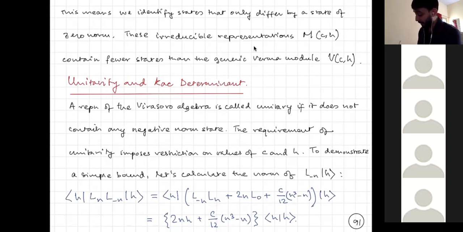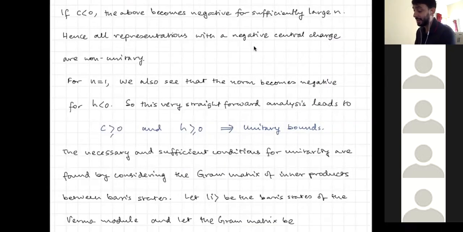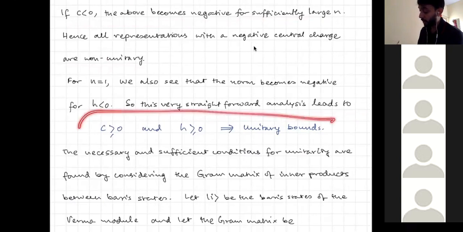Also let's keep in mind that if n is equal to 1, then this term is not there anymore, and you're only left with this term. So you also have to make sure that h less than 0 is also something that is going to lead to negative norm states. So these are the two very clear-cut things. As I said, if c is less than 0, the above term becomes negative for sufficiently large n. All representations with a negative central charge are hence non-unitary. For n equal to 1, we also see that the norm becomes negative for h less than 0. So we find this very straightforward analysis leads to unitarity bounds.